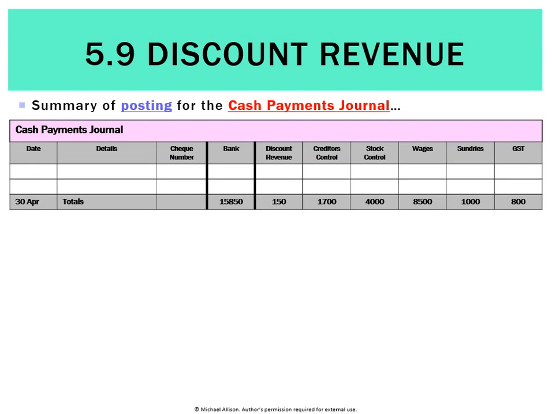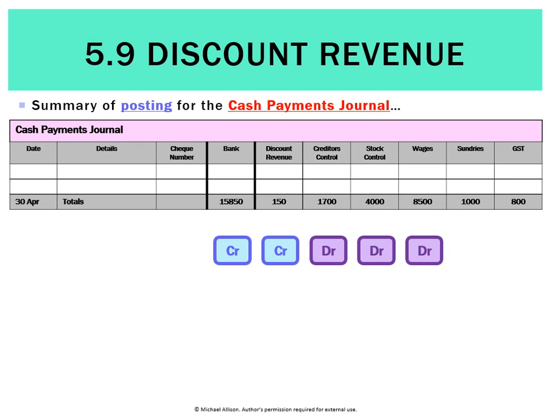Summary of posting for the cash payments journal, which ones are debits and which ones are credits. The bank column was a credit, discount revenue was a credit, creditors was a debit, stock control was a debit, wages was an expense, so that was a debit. Sundries will be debits because they're either going to be wages or assets that we've bought, or perhaps drawings, which is a negative owner's equity. And lastly, GST will be a debit because that's when we pay GST, which lowers our liability.